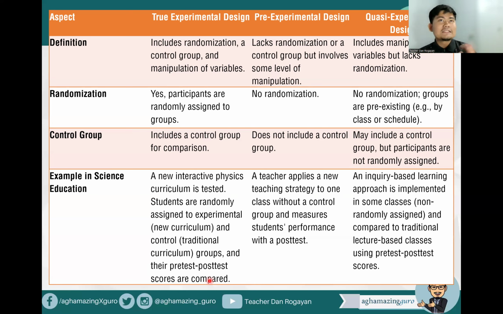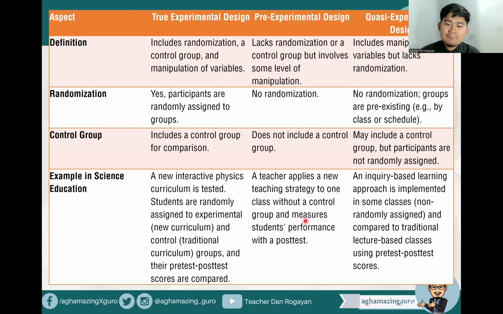If, for example, in the experimental there's a significant difference, we can say that the new curriculum is effective. On the other hand, if, for example, in the traditional group there's no significant difference, then we can say that exposure to the new curriculum will provide our students better scientific literacy.